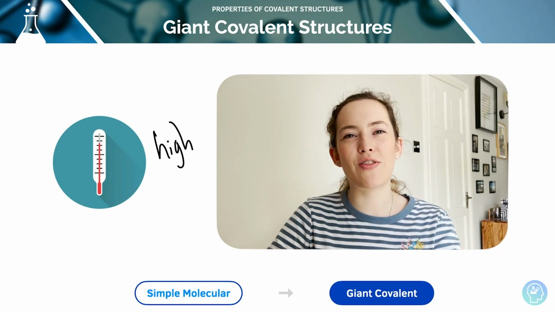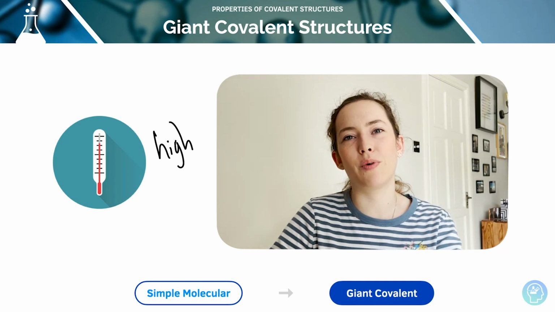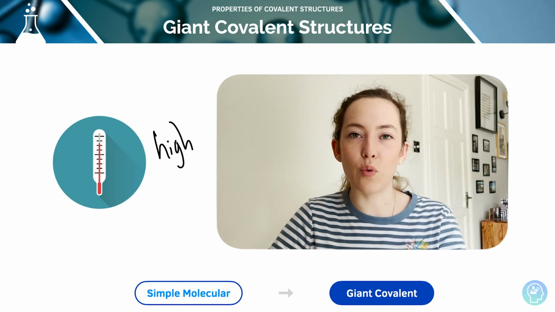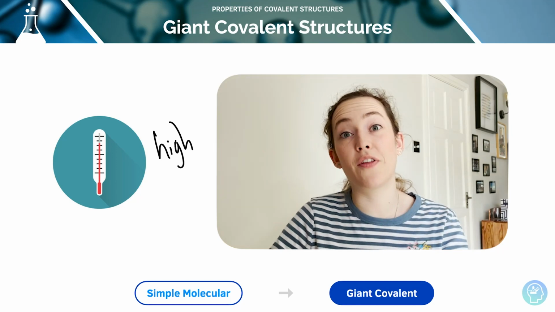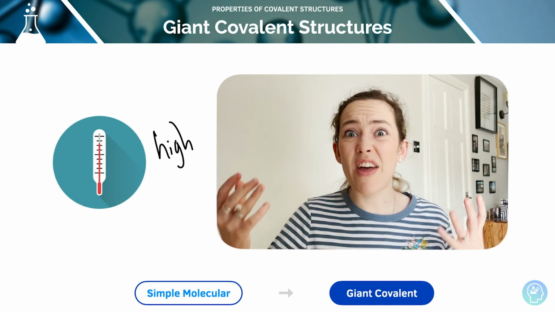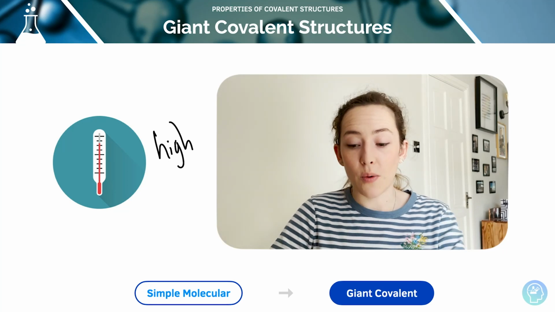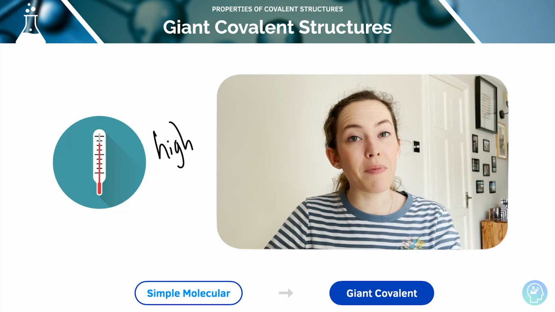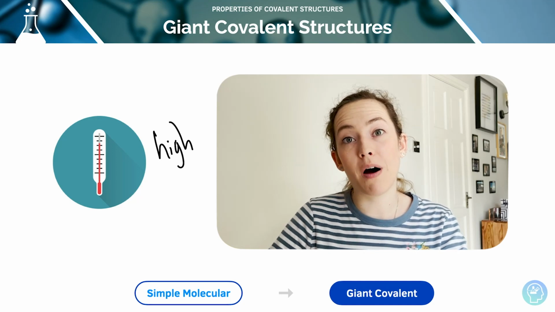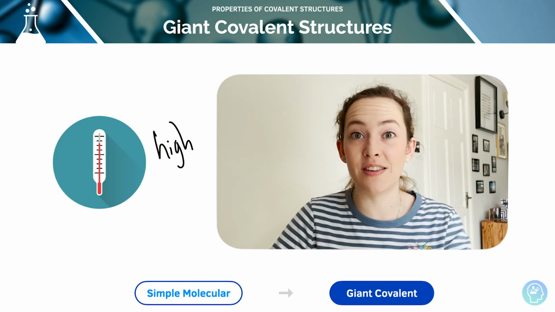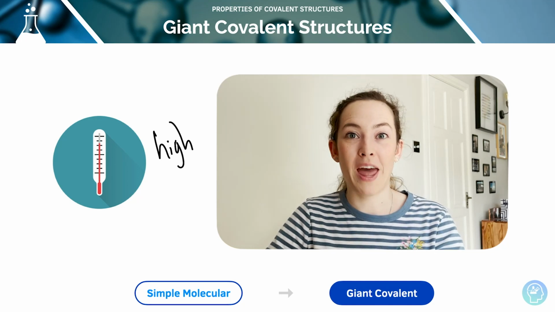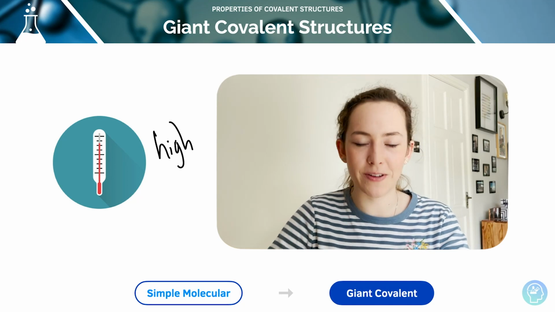Pause the video, have a think. Why would it have high melting and boiling points? Compared to intermolecular forces, the covalent bonds, which are the only type of bond that exist in those giant covalent structures, are really, really strong. There's a large number of them, and each of them individually is very strong. So a large amount of energy is required to break them apart. Hence you have to put a lot of energy into the system, so a high temperature is required in order to melt or boil. Hence the high boiling and melting points.